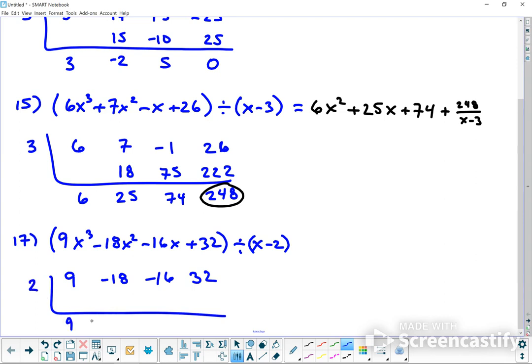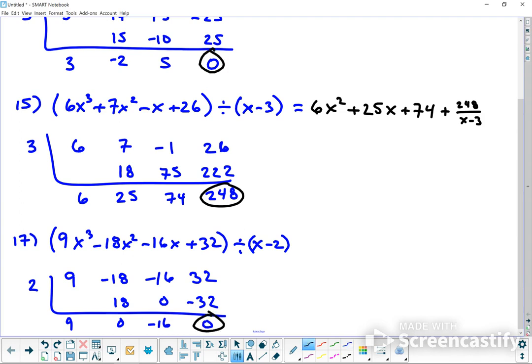Okay, and using that divided by x minus 2, the 0 would be a positive 2. So 9, 18, 0, right? 0 times 2 is 0. Add it down, it's negative 16. Multiply it out, you're going to get negative 32. And that gives you a remainder of 0, which is pretty cool.